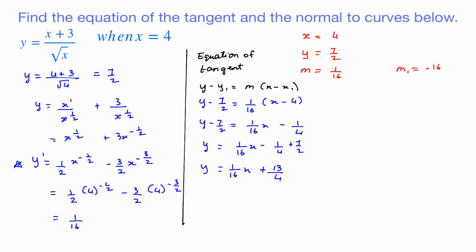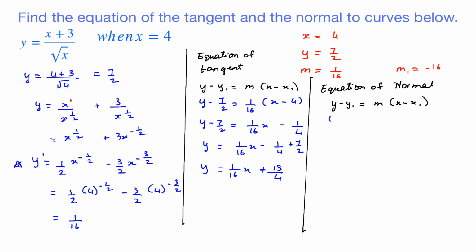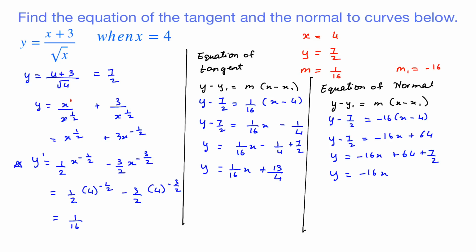And for the equation of normal, we are going to use the same rule. Replace the y1 with 7 over 2. The only thing that changes is your gradient. The x and the y is the same. We'll get negative 16x plus 64. Moving the negative 7 over 2 to the other side, it will become positive. Therefore, y is equal to negative 16x plus 135 over 2. So this is how we find the equation of the tangent and the normal.